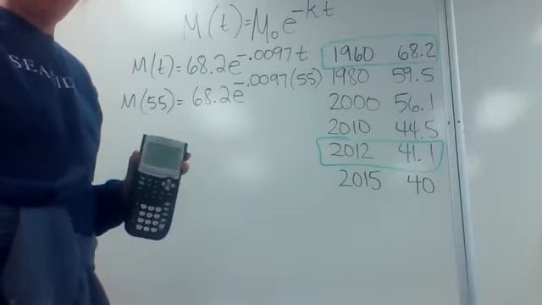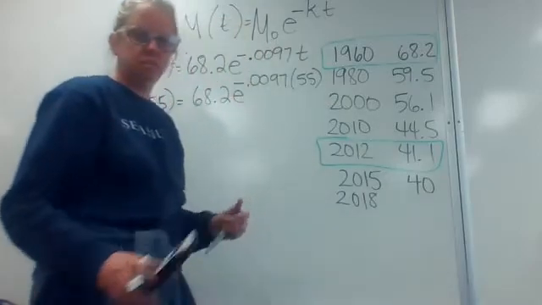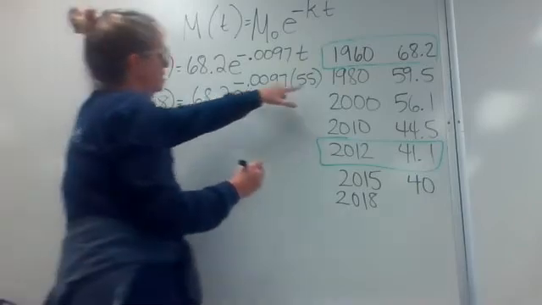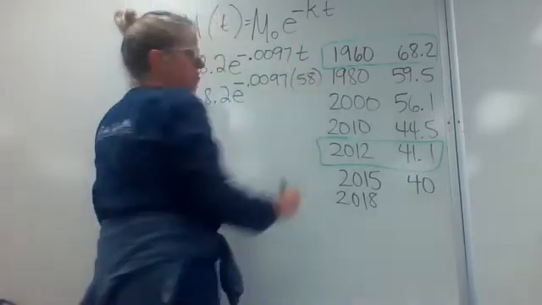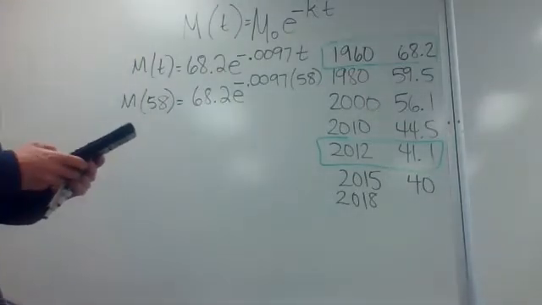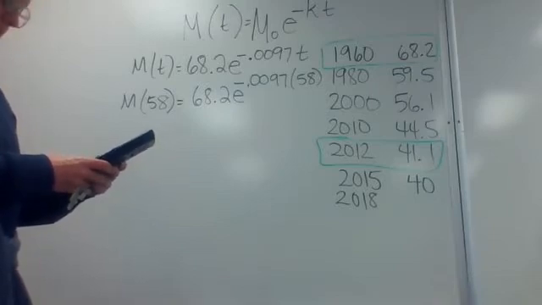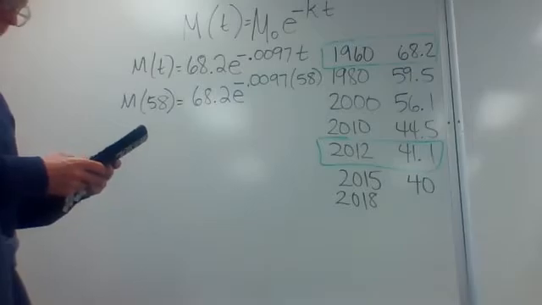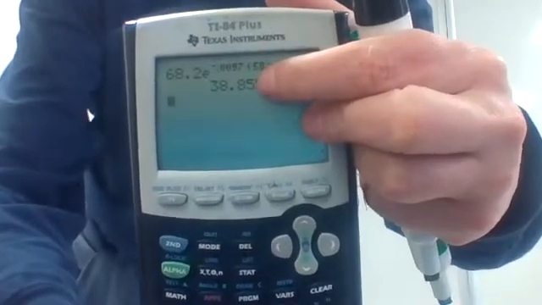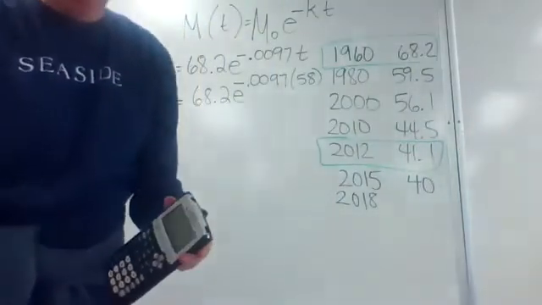Then it wants to know in 2018. Right, so now we're just finding M of 58. So same thing, you're just using the 58 instead of 55. So 68.2 e to the negative 0.0097, open, 58, close, rounding to 1 decimal. So let's see, I've got 38.85, which means I'll have 38.9.